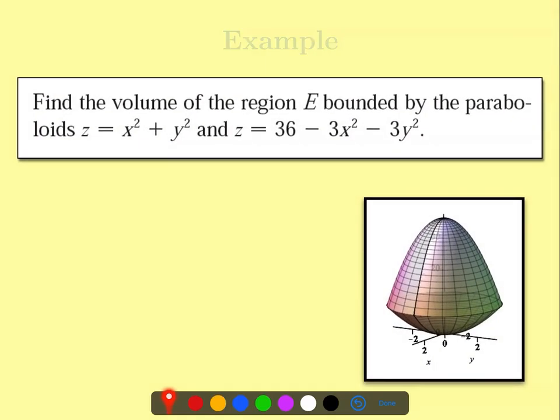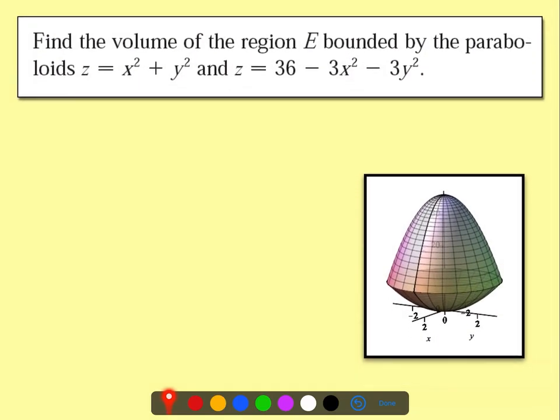So let me just do an example here. We want to find the volume of this solid that's bounded by these paraboloids, z equals x squared plus y squared. That's the bottom one here. And the top one is z equals 36 minus 3x squared minus 3y squared. So we have these two paraboloids. We want to know the volume of this, and we're going to set this up first in cylindrical coordinates.